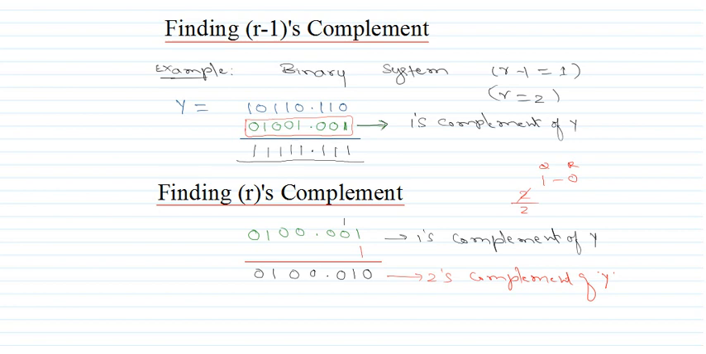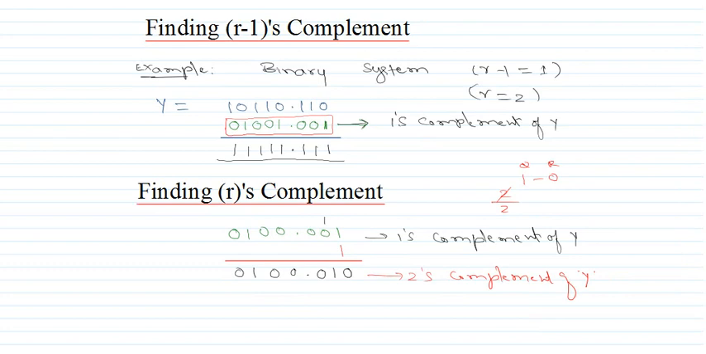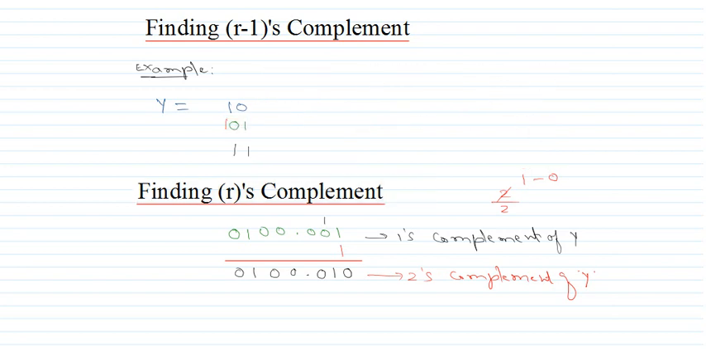Now let us take an example in the other system. We will take the hexadecimal system. We'll take one number in the hexadecimal system now, and then I'll show you how to get the complements in a hexadecimal number.